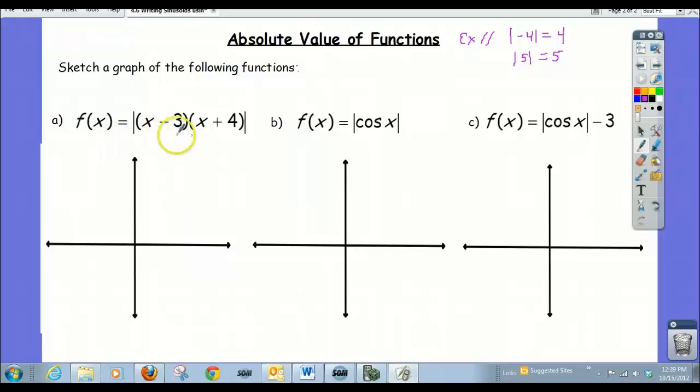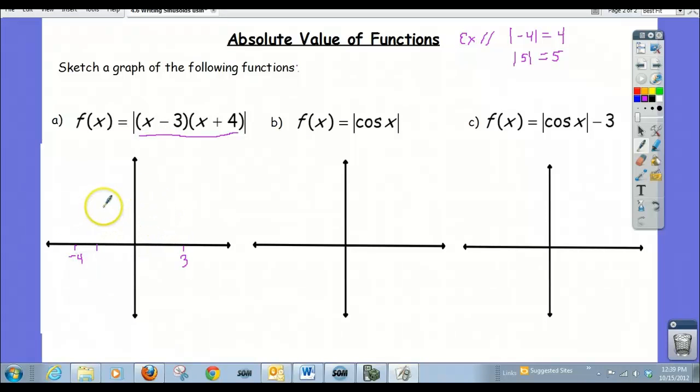What does it mean to take the absolute value of a graph like x minus 3 times x plus 4? Well, let's focus on what x minus 3 times x plus 4 is. That is a function, and it's in factored form. Its zeros are positive 3 and negative 4.